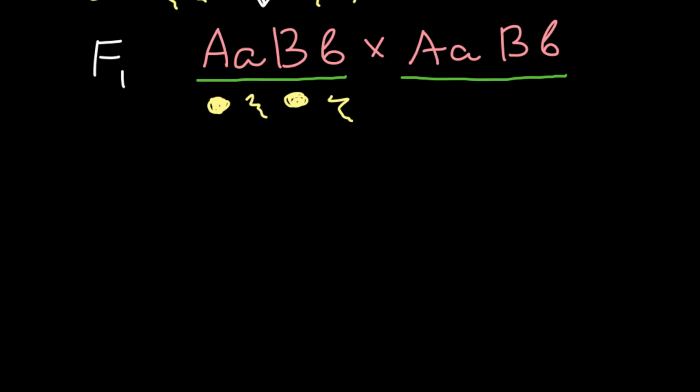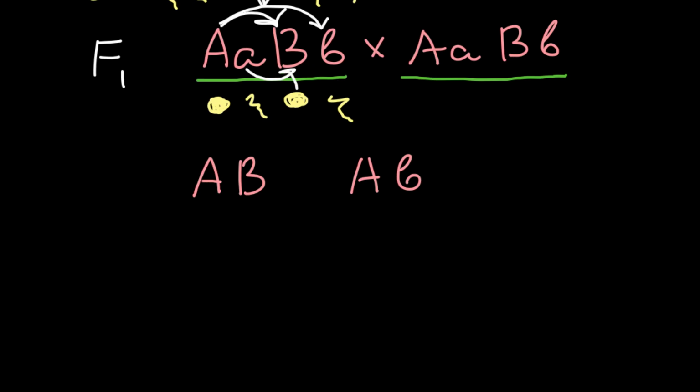Parent 1 can produce gametes capital A and capital B. This is the first variant of the gamete. The second variant would be capital A and small b. And the third variant would be small a and capital B. And the last variant of the gamete would be small a and small b.